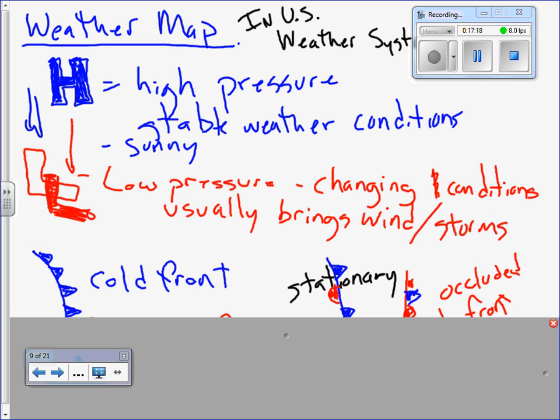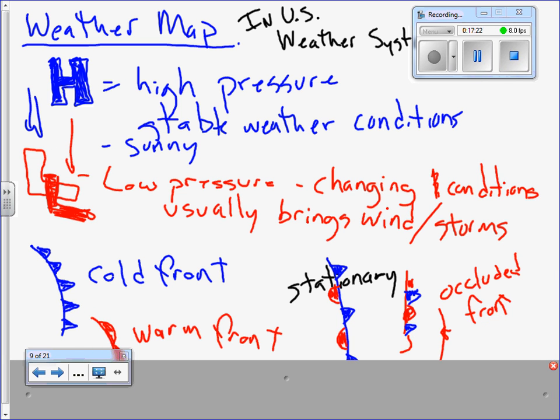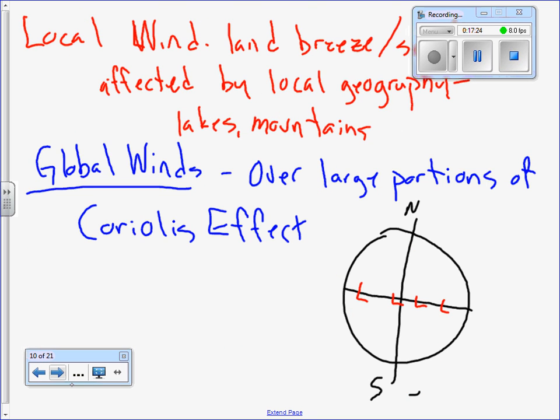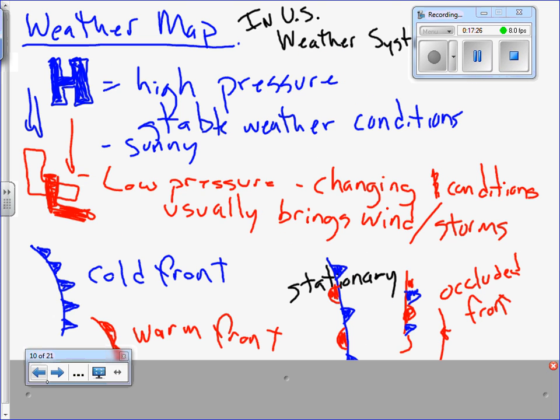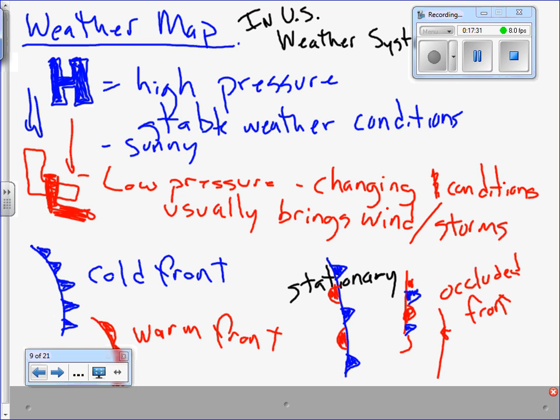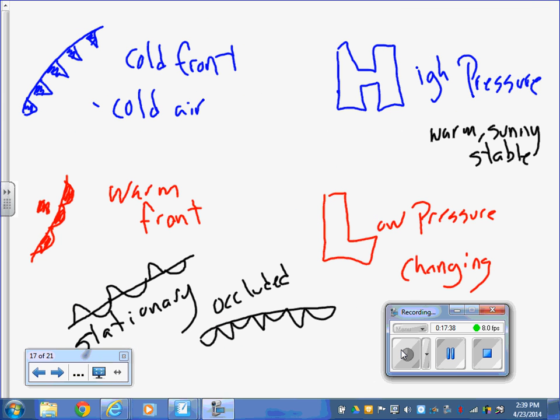So let's look at our types of fronts. We've got the cold front. Hang on a second. I think I've got a separate page with each one of these. So the cold front, the warm front, the stationary front, and the occluded front. And let's put those all on the same page. So what type of weather does each one of these bring?